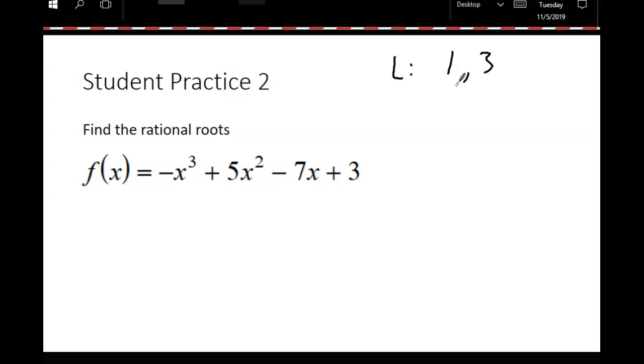All right, now we're going to talk to Ishmael. Ishmael, what are the factors of my first term? One is correct. So now I got to figure out what my possible roots are. So, Taekwon, what are my possible roots? Good. 1 over 1 or 3 over 1, and it's plus minus, plus minus. So we actually have 4 possible roots.